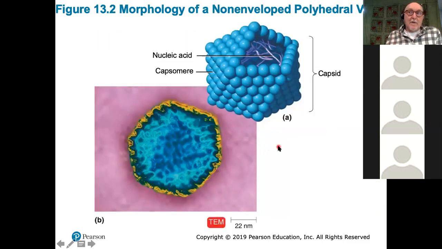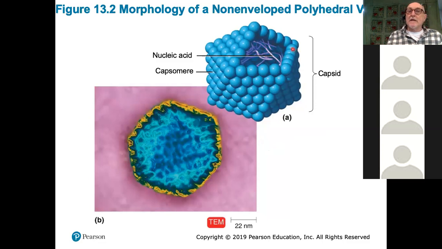Okay, let's have a look at some of the structures of viral particles. I told you there is always some sort of hereditary material, some nucleic acid, either DNA or RNA. And the DNA or RNA, we'll find out, can be in various forms. But around that, there is always some sort of protein coat.